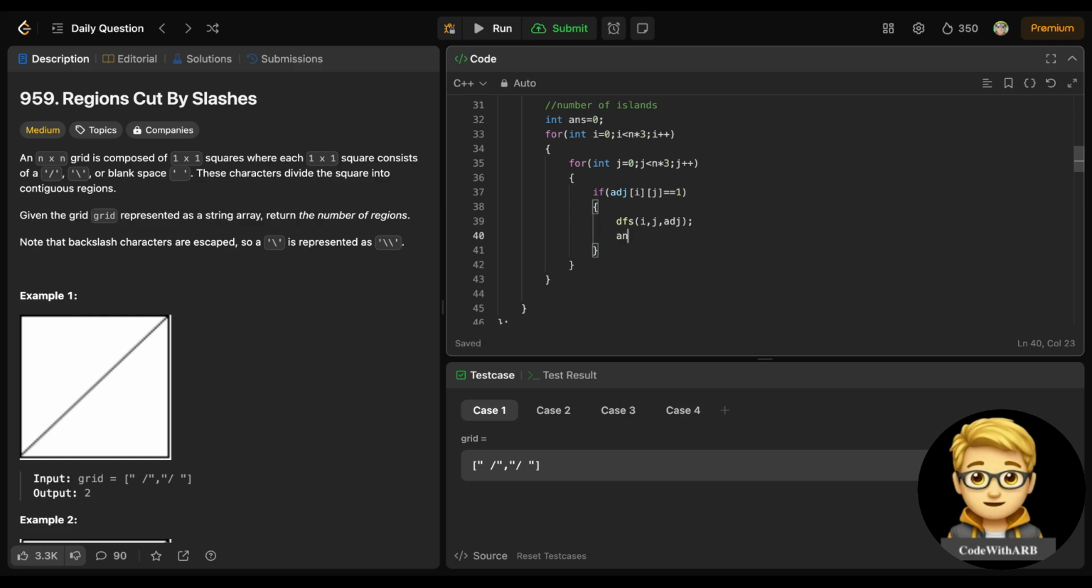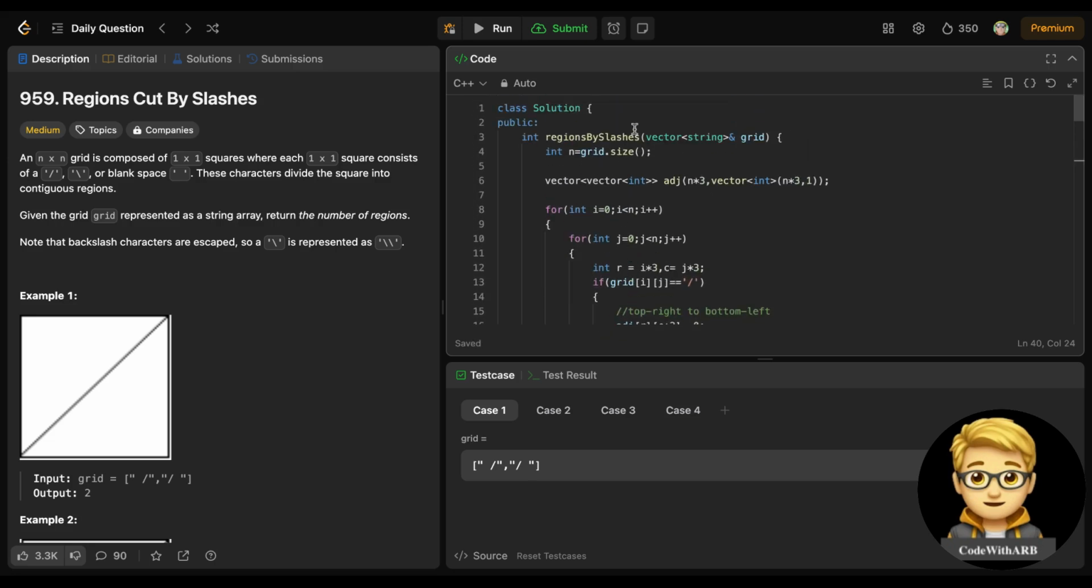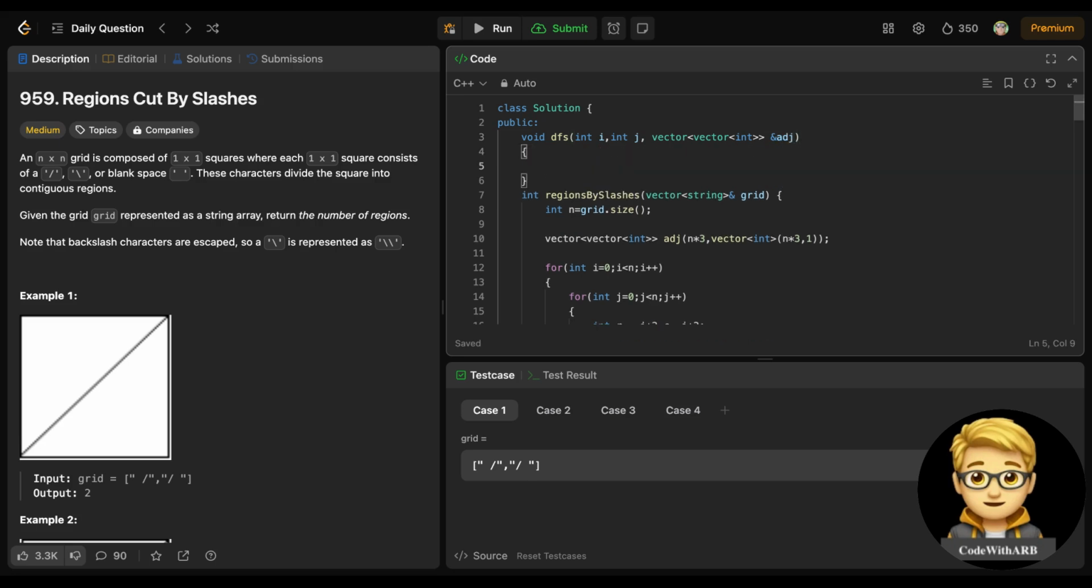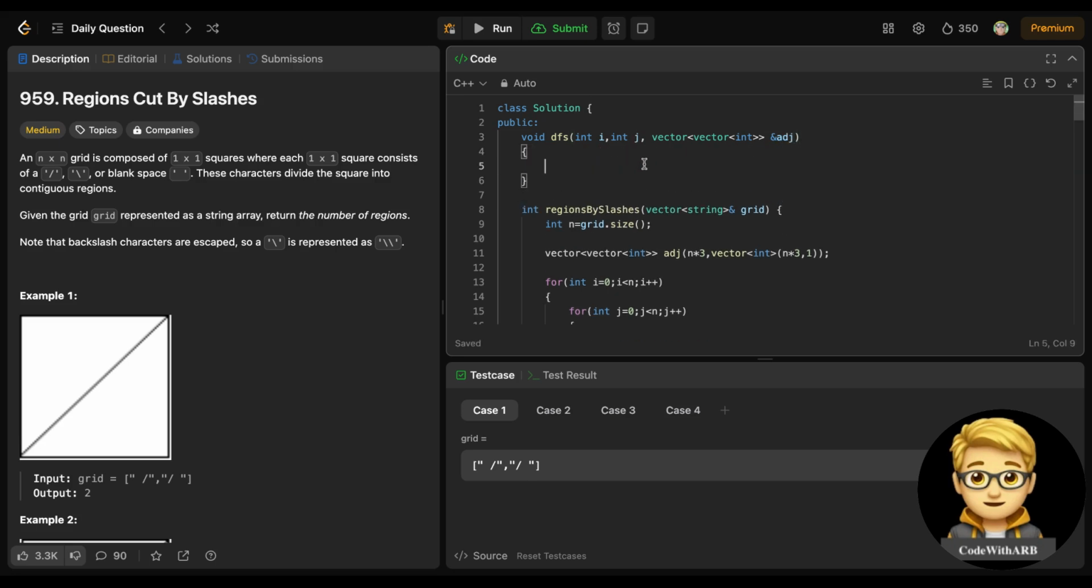We will mark it as visited, and also we will increment our components, right? At last I will return it as the answer. Now we will implement this DFS. This is the same as normal DFS, right? So let's make DFS with i, j, and a vector of vectors as the adjacency list, right? Now we will move in all the four directions from this starting point.